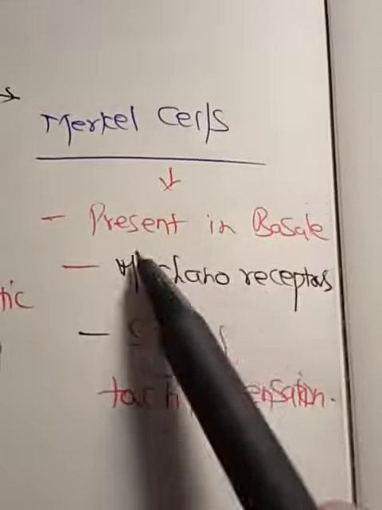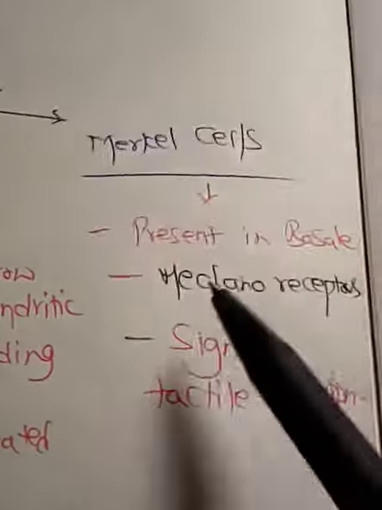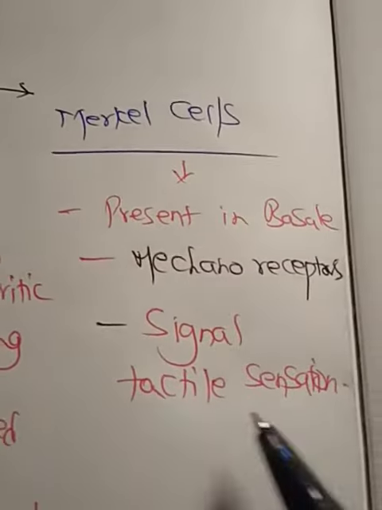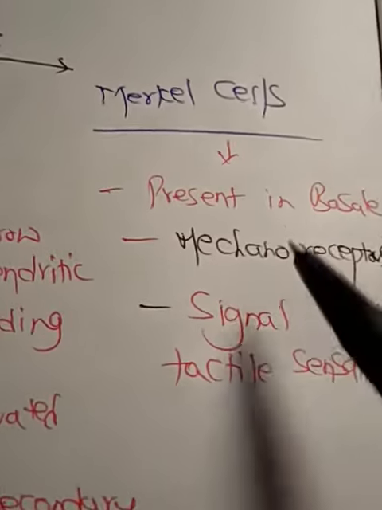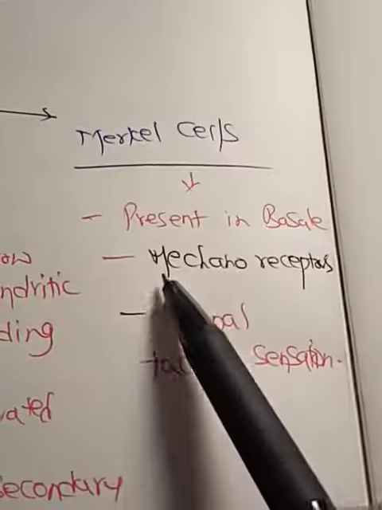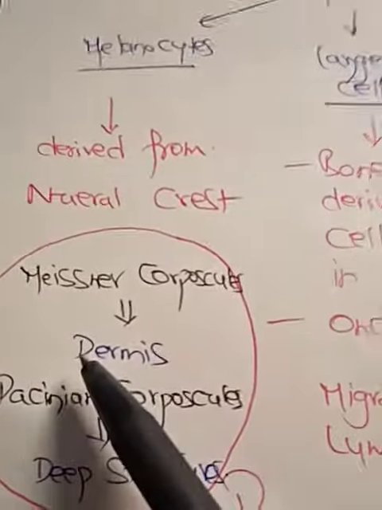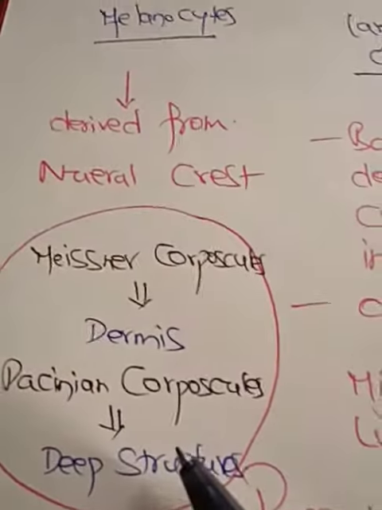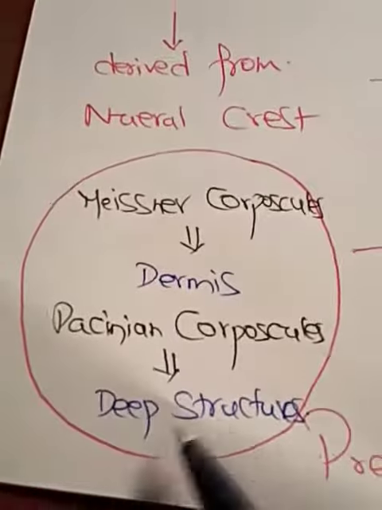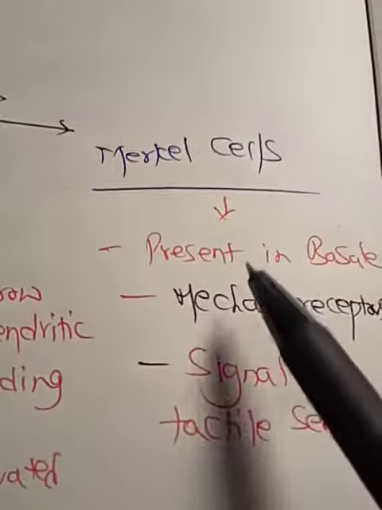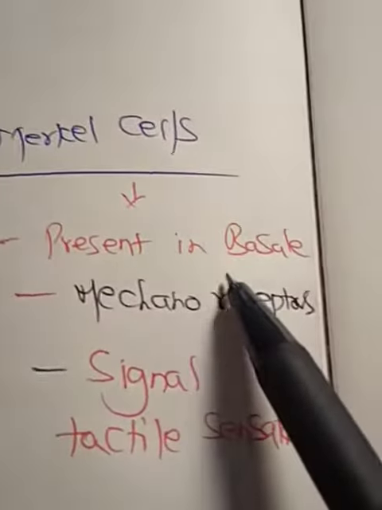Merkel cells, they are present in basal. They are basically mechanoreceptors and they signal the tactile sensation. You should also know 2 other types of mechanoreceptors. Meissner's corpuscles are the mechanoreceptors in the dermis, and the Pacinian corpuscles are typically the mechanoreceptors in deep structures, just like the Merkel cells are the mechanoreceptors present in the stratum basal.